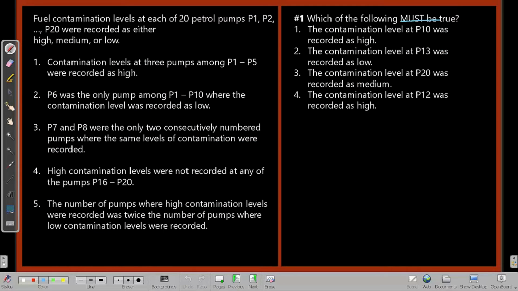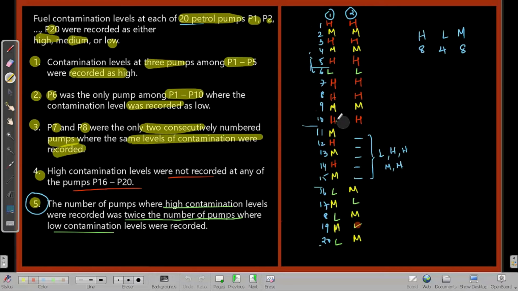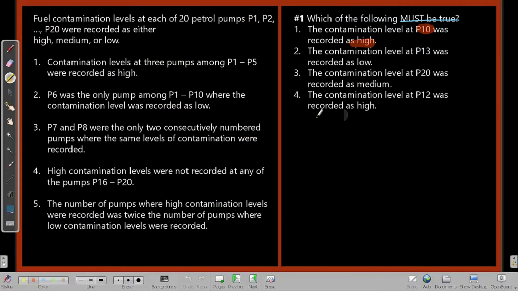Which of the following must be true? Let's look at contamination level at P10 is high. Is that the case? P10 is high. P10 is both of them high. That is perfect, and that's something that must be true. So we have answer to question number 1 as 1. We can check 2, 3 and 4.